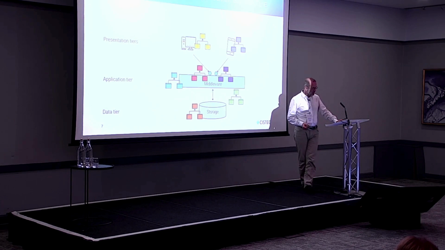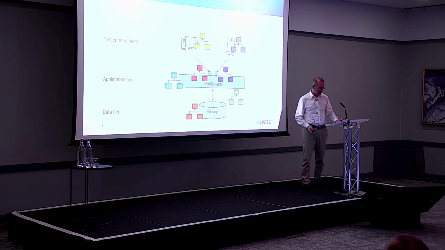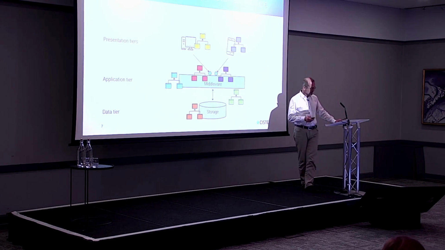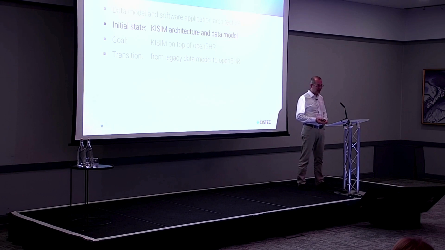And during my talk, I will focus mainly on the data model that the middleware exposes to the API, that is the red and the purple data model here. So, with that clarified, let's move on to the architecture and data model we started with in KISIM. That's what I call legacy data model in my talk.